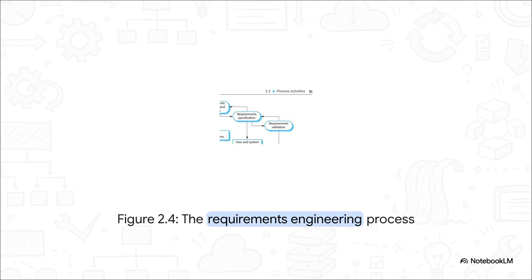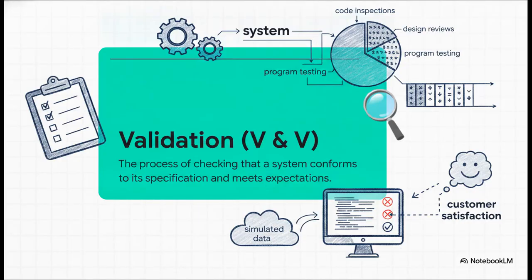When we find errors during validation, we have to loop back and fix the specification. The final output of this entire cycle is an agreed-upon, finalized requirements document. Okay, so fast forward a bit. Once we've actually built the software based on those requirements, we hit validation, which is very often called verification and validation, or V&V. This is the process intended to prove that a system not only conforms to its specification, but also meets the true, real-world expectations of the customer.